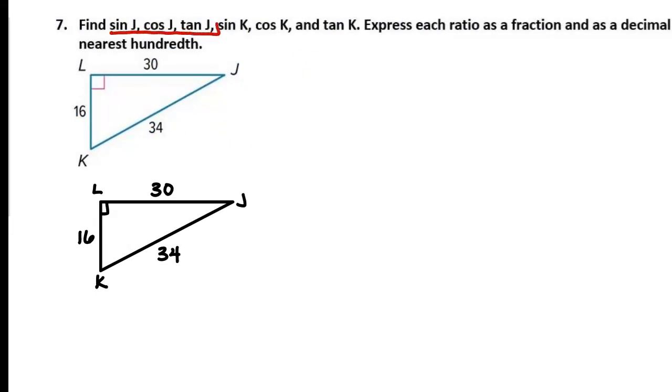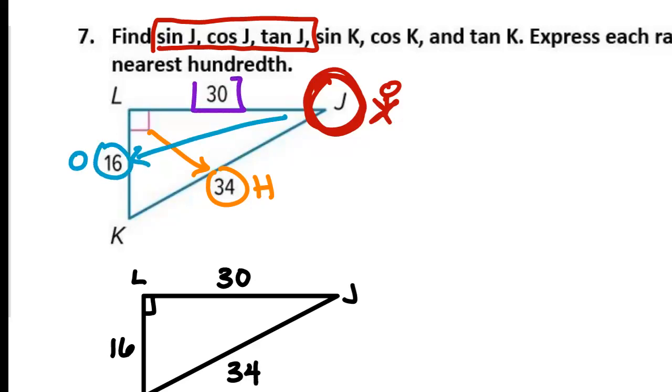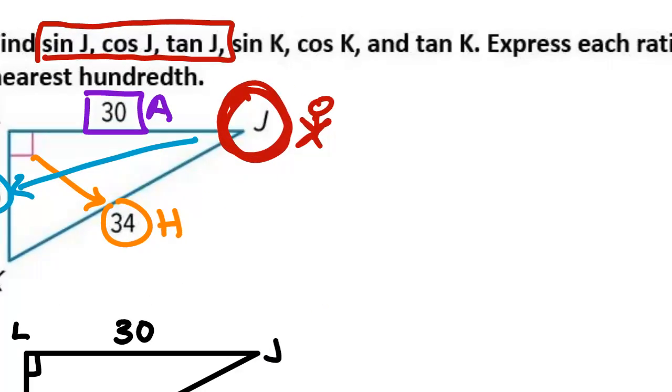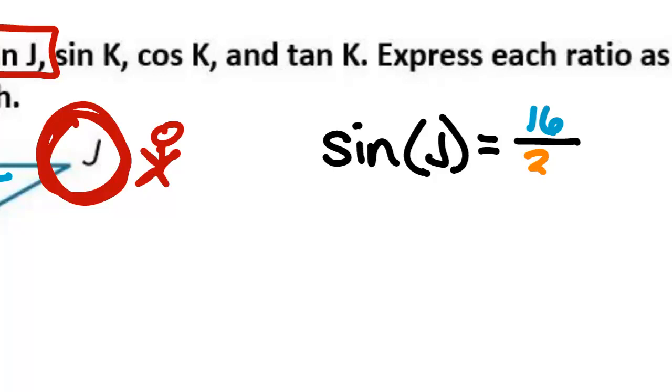Okay, so we're going to do angle J first. So sine, cosine, and tangent for angle J. Standing here, we're going to label our sides. 34 is our hypotenuse. 16 is our opposite side. And so when I'm standing at angle J, 30 is the adjacent side. So sine of angle J is opposite, which is 16, over the hypotenuse, which is 34.